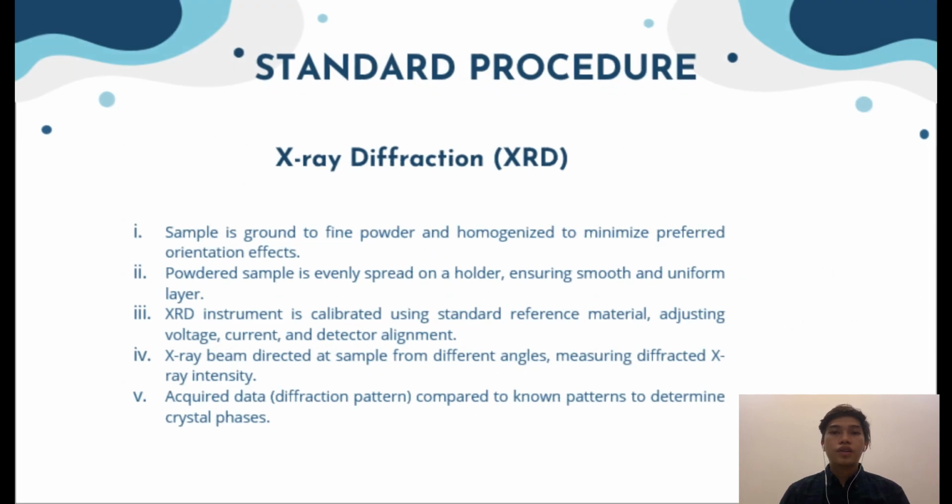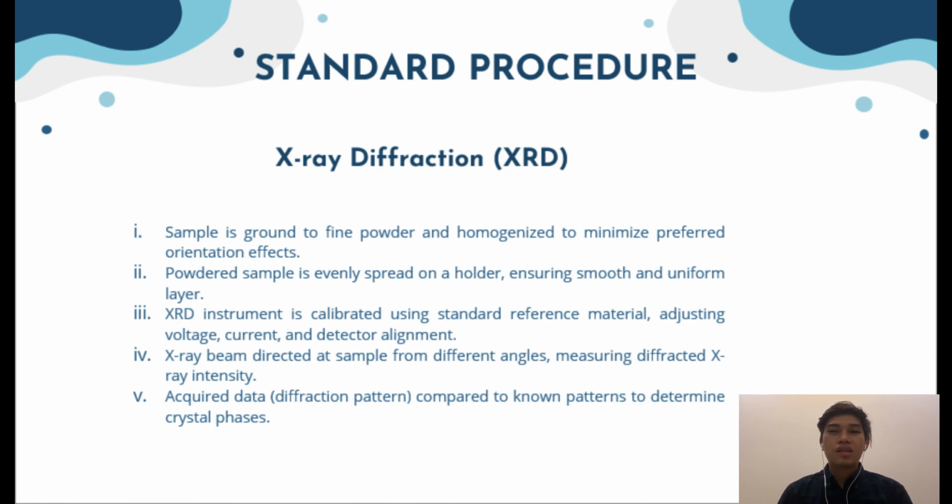For X-ray diffraction standard procedure, firstly, the sample is ground to fine powder and homogenized to minimize preferred orientation effects. Secondly, powder sample is evenly spread on a holder, ensuring a smooth and uniform layer. Thirdly, the XRD instrument is calibrated using standard reference material, adjusting voltage, current, and detector alignment.